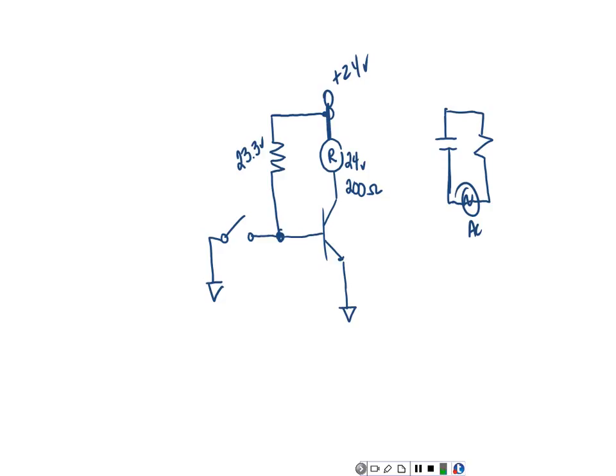Okay. So what do I need to know now? Still can't do anything. The beta. So we'll use a 3904. So I'm going to use my minimum beta. The minimum beta, we looked it up, is equal to 30. So you should have everything. You should be able to design your own transistor switch.